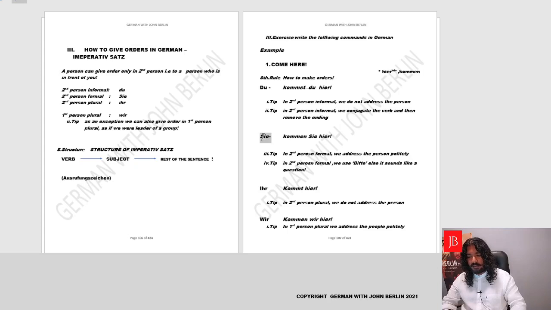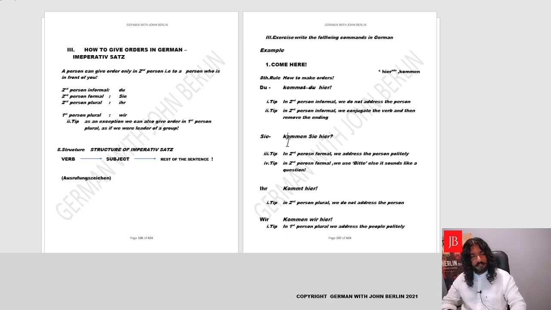Perfect. So that's the capital Z. So it's common. We'll write here. Then we'll introduce the subject. We'll address the person, sie, and then we'll write hier. Now, kommen Sie hier, if I remove the exclamation and add a question mark, also looks like a question.